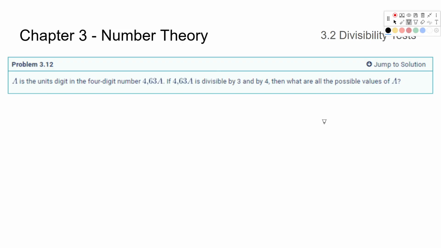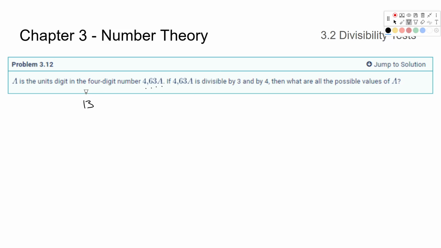Okay, so how do we know if something is divisible by, well, let's do 3 first. I think this one's a little bit easier. How do we know if it's divisible by 3? Well, all the digits have to add up to be a multiple of 3. So if we have 463A, so far we have 6 plus 4 is 10, plus 3 is 13. So we have 13 so far.